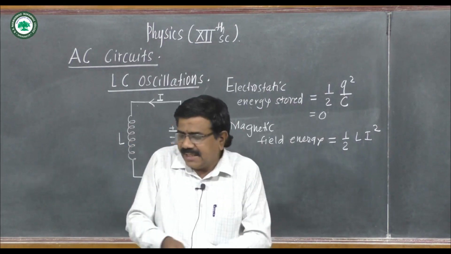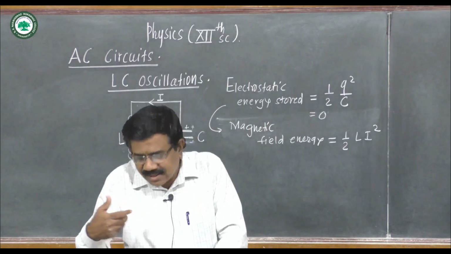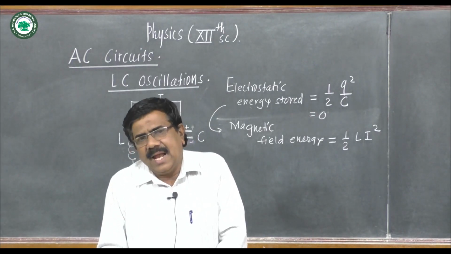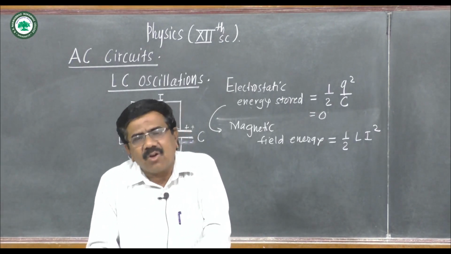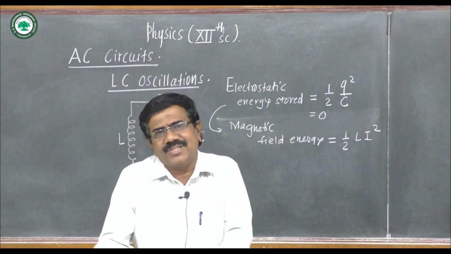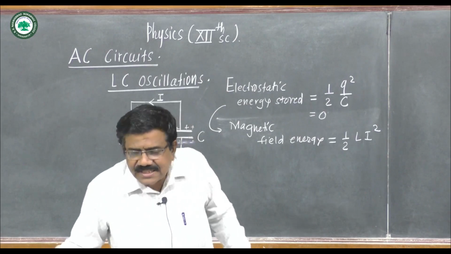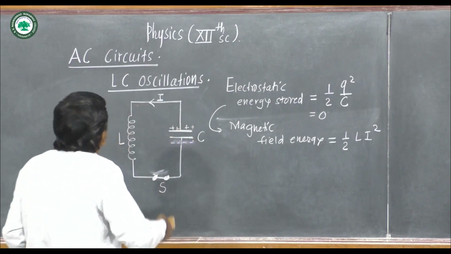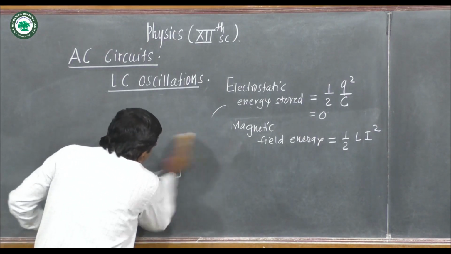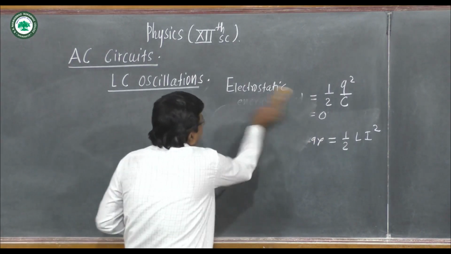It keeps on oscillating between inductor and capacitor, and these oscillations are called LC oscillations. Now we see in detail how these LC oscillations are produced.